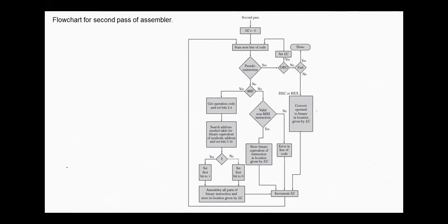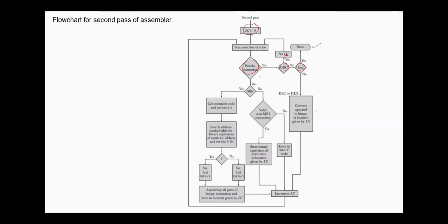Here is the flowchart for the second pass of the assembler. First the location counter is cleared to 0. The assembler scans the next line of code. If it is a pseudo instruction, we check if it is org, then the location counter is set to the value after org. And if it is end, then we are done.